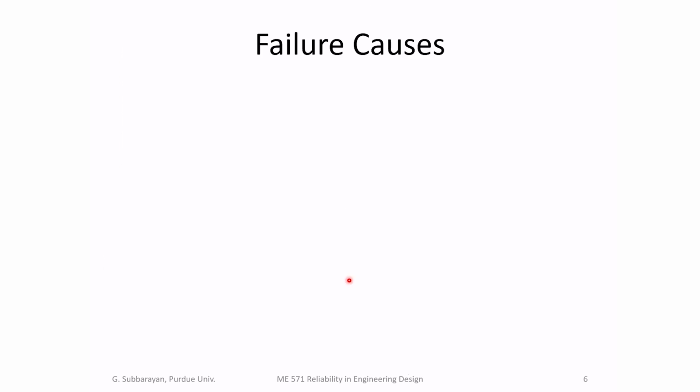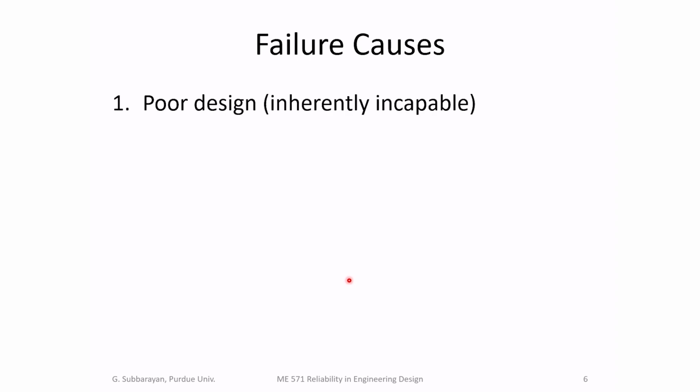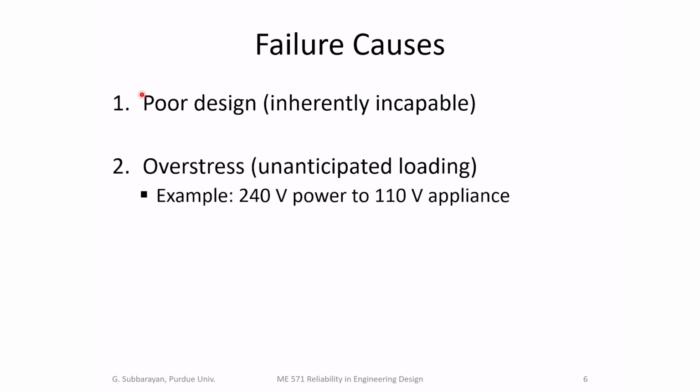Why do products fail? Well, the first is poor design, inherently incapable. And this is really the cause that we will address in this particular class. We want to ensure that the designs we produce meet our reliability requirements, and the tools and techniques to do that are the focus of this class. The second reason why products might fail is overstress, unanticipated loading. Related to this, I want to show you a little video clip.